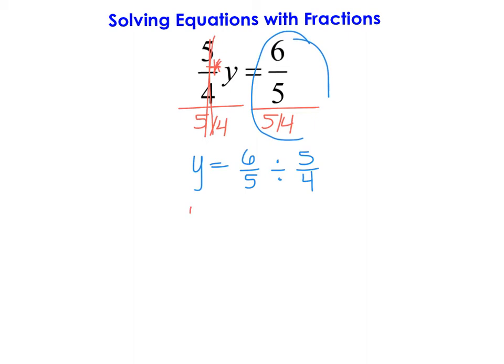So we can utilize the keep, switch, flip strategy here. So we would keep the first fraction, we would switch the division to multiplication, and then we flip the second fraction so it becomes 4/5. And then when we multiply these two together, we multiply the numerators and we multiply the denominators. So we would get y equals 24/25.